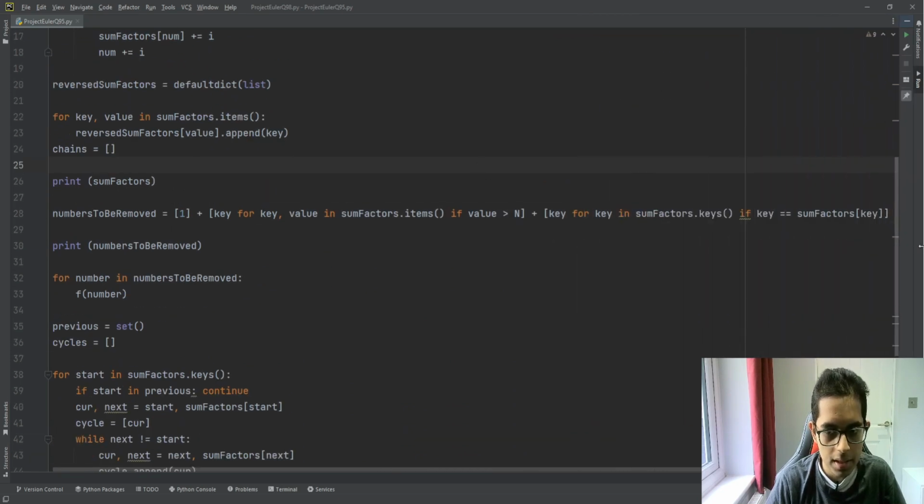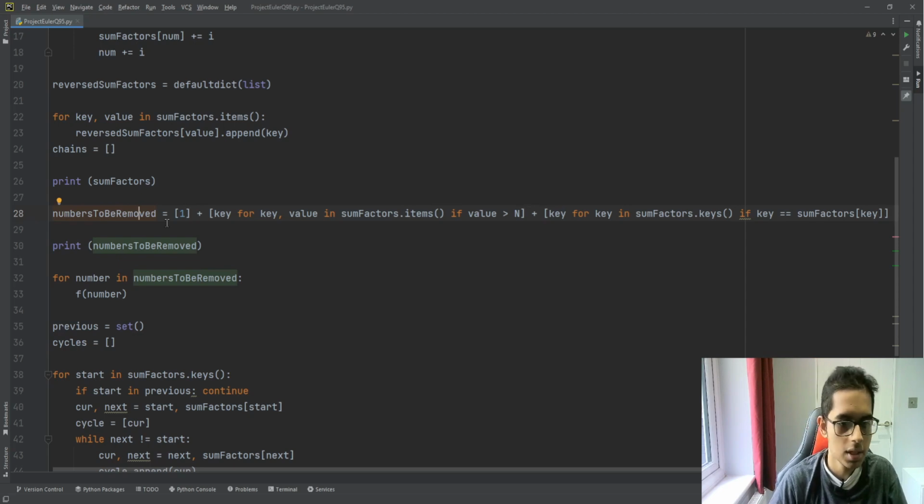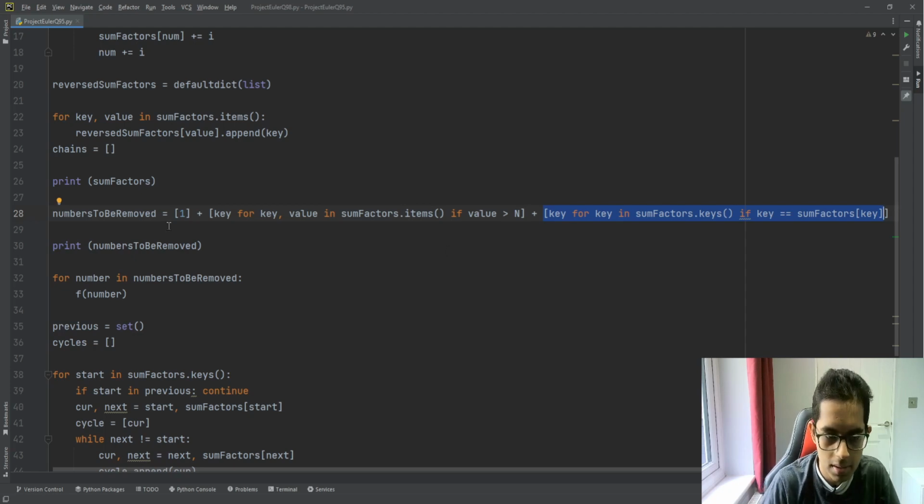Okay, and now this line is a bit complicated to understand, but just bear with me. If you understood everything so far, then you should be able to understand this one too. Essentially, certain numbers we don't want to be factored into our amicable chains property. So, as I discussed, perfect numbers shouldn't be accounted for. 1 is just an edge case as well, so that shouldn't be accounted for. Thus, this particular list corresponds to all the perfect numbers. This particular list corresponds to 1. So we add both of them, and we concatenate into numbers to be removed.